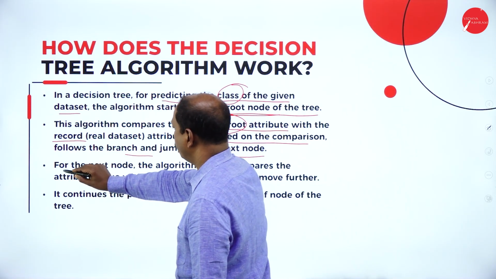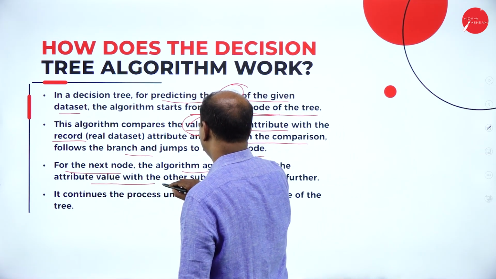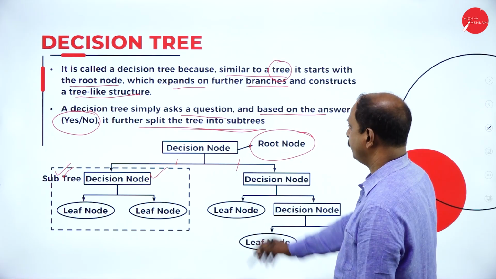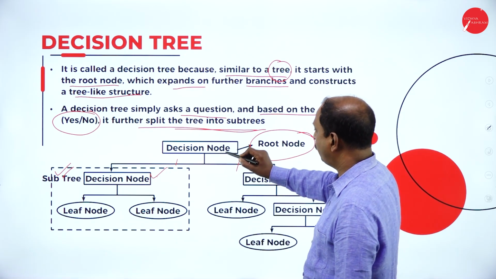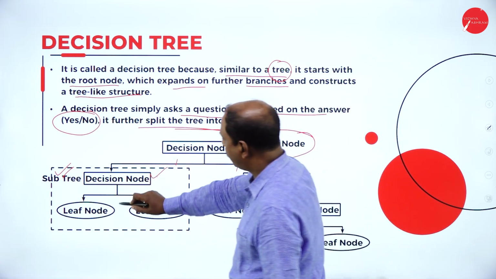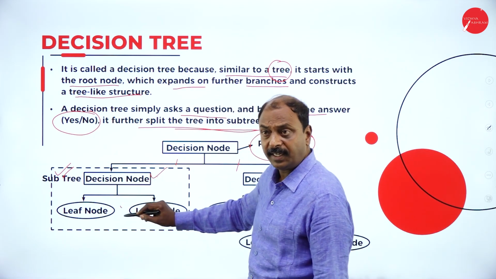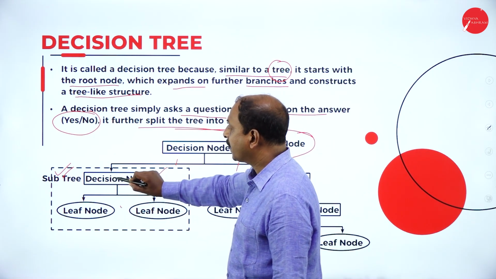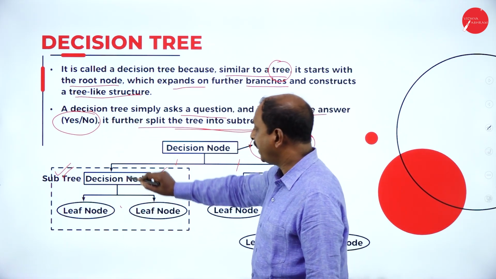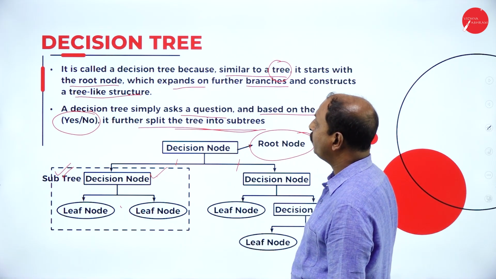Next, for the next node, the algorithm again compares the attribute value with the other subnodes and moves further. In the previous example, first it takes the value and compares it with the data set, then it takes a decision: either it comes to this path or it follows this path. Suppose it follows this path here, again the value of this will be compared with the data set value. Again it takes decisions, and again it starts branching or expanding the tree data structure. That is how it functions.